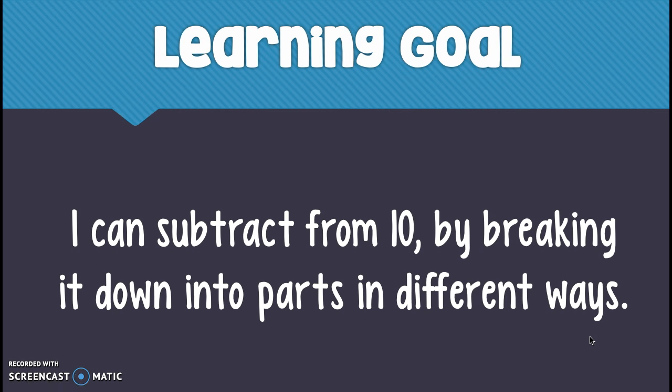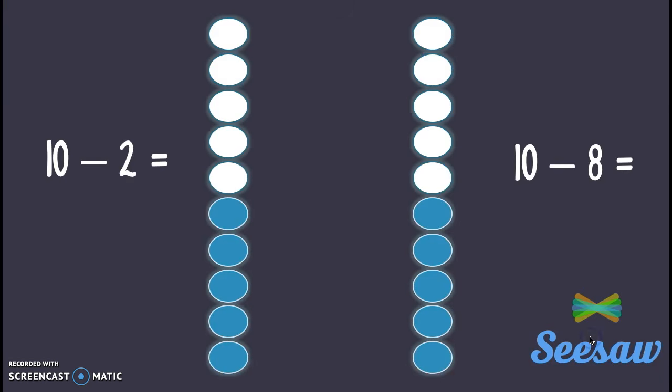Okay, our learning goal for today says I can subtract from 10 by breaking it down into parts in different ways. And that's exactly what we did. Remember, our whole amount doesn't change. We still always have 10. We just subtracted parts in different ways.